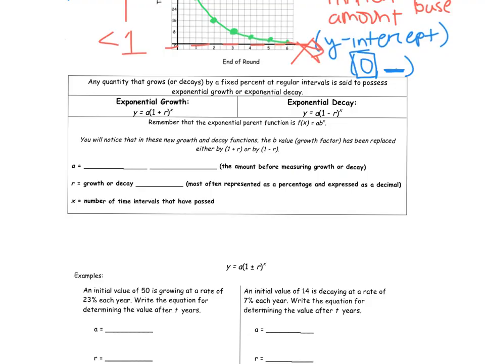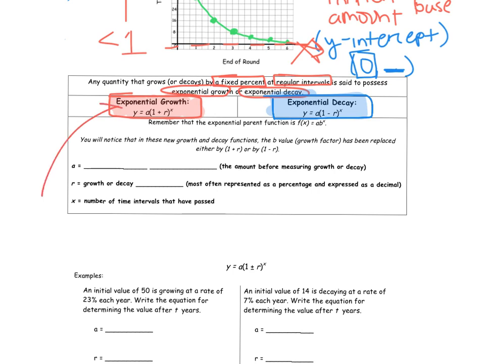Okay, now we already kind of talked about this. Again, we have any quantity that grows or decays by a fixed percentage or by regular intervals is said to be an exponential growth or an exponential decay. So for the exponential growth, now for you guys, for the Regents, you have to memorize these formulas. They will not give them to you. So you need to know the difference between an exponential growth and decay, and it's not too complicated. All right? So just remember what we said.